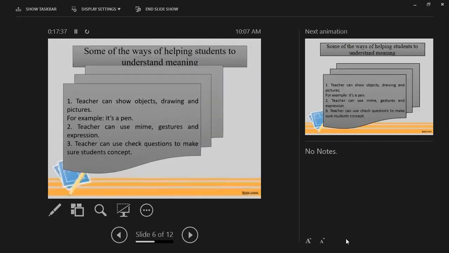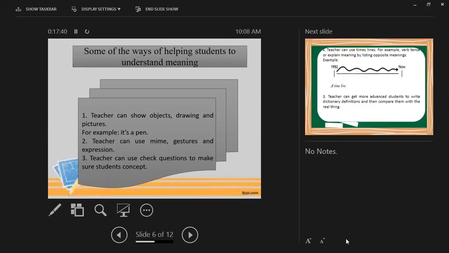Okay, if you read the book, there are lots of ideas mentioned by Jeremy, and these are some ideas that you can do in your class to help students to understand the meaning more quickly. For example, when you expose them to a simple sentence like "it's a pen," "it's a pencil," "it's a book," "it's a ruler," "it's a sharpener," and so on and so forth. Do not only rely on the listening or the spoken form, but you can also show them the objects, show them the picture of a pen.